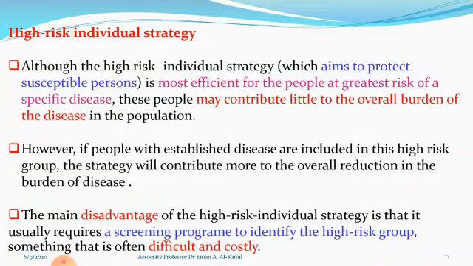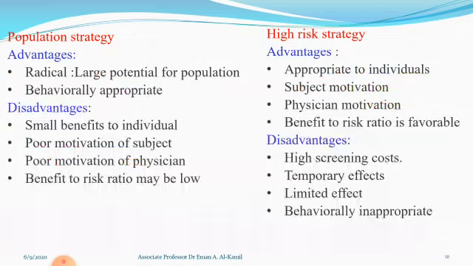These people may contribute little to the overall burden of the disease in the population. However, if people with established disease are included in this high risk group, the strategy will contribute more to the overall reduction in the burden of disease. The main disadvantage of the high risk strategy is that it usually requires a screening program to identify the high risk group, which is sometimes difficult and costly.